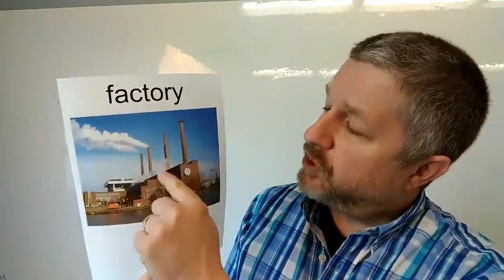Here we go. Factory. So many people in the world work in a factory. In fact, the people who work in factories are called workers. So if you were to say, what do you do as a job? You could say, I am a factory worker. So this is a factory. You can see it has smokestacks, and you can see smoke coming out of this smokestack. So a factory is a large building where they make things or where they manufacture things.